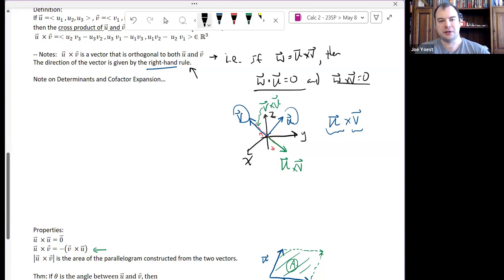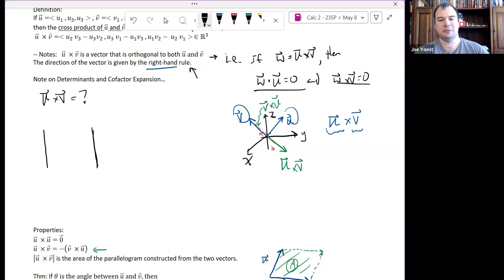So let's consider u cross v. How can I remember what the components of u cross v are? Well, what I can do is I can compute the determinant of something. The determinant is written in this kind of absolute value form. And I'm going to have a 3x3 grid of numbers in here, a matrix of numbers.